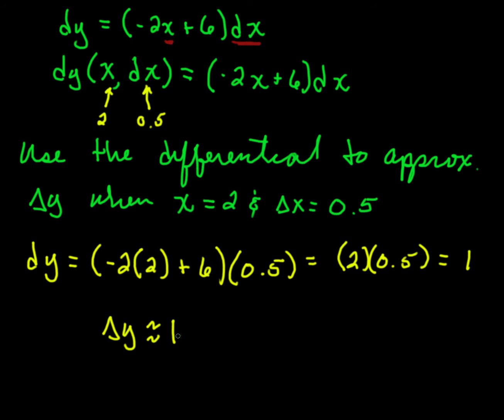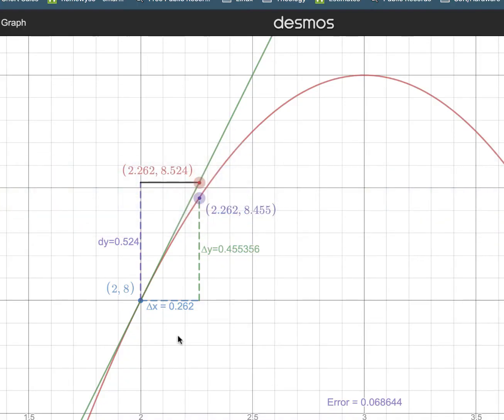Now, let's look graphically what that is implying. Because remember, the differential of y, which I talked about earlier, is exactly what we get when we use the tangent line to approximate the change in y. So let's come over here to Desmos.